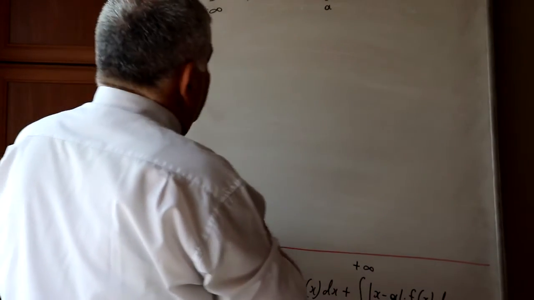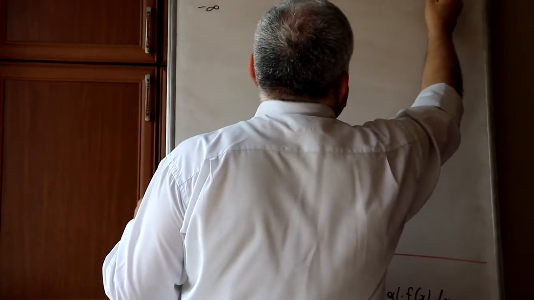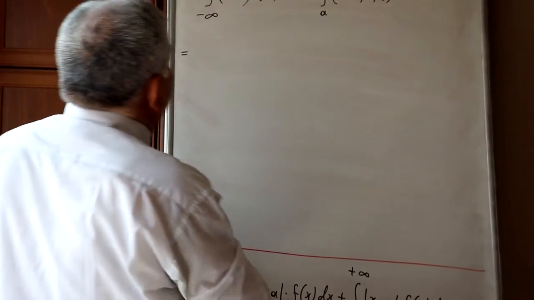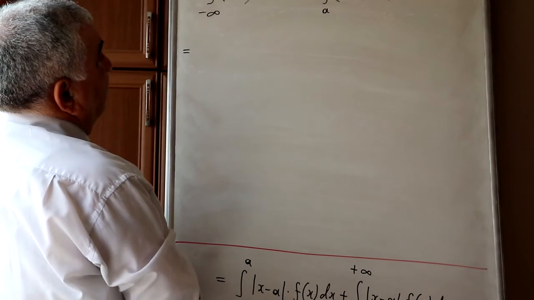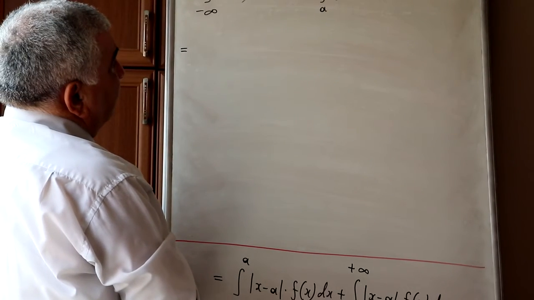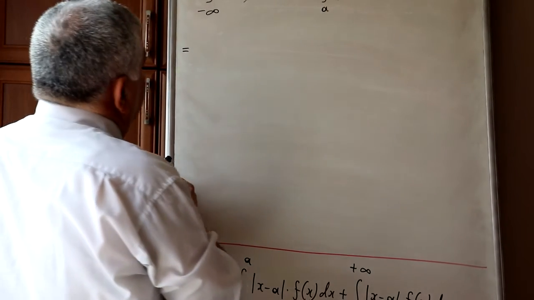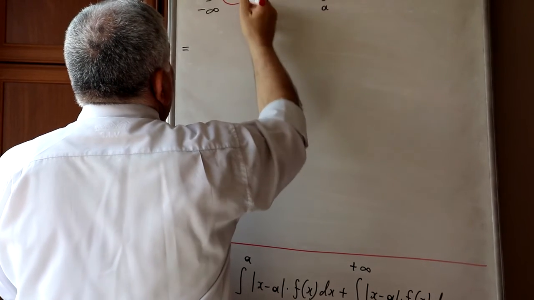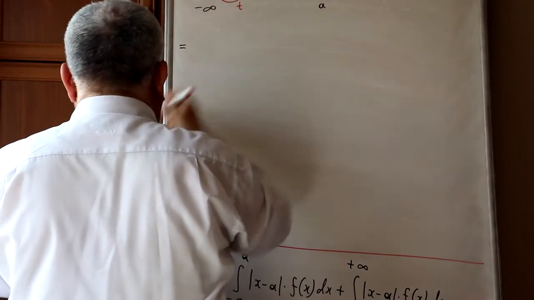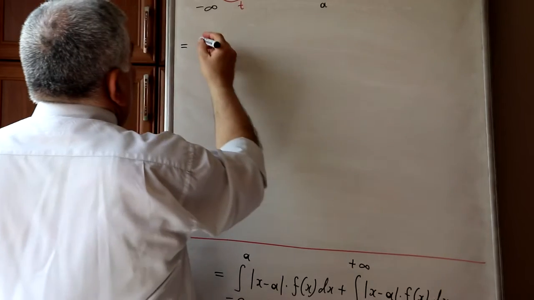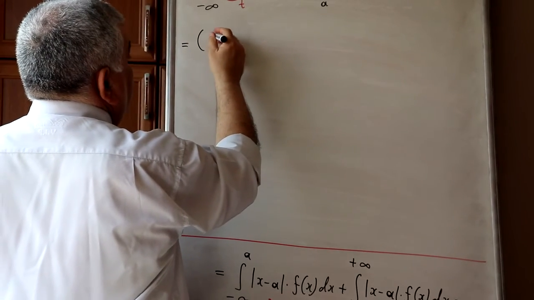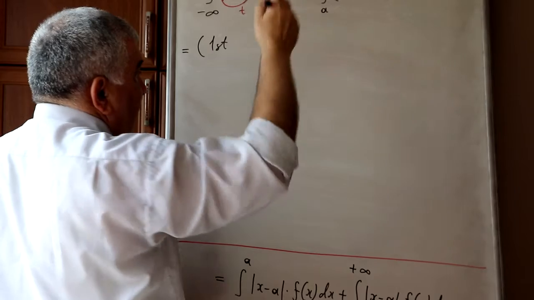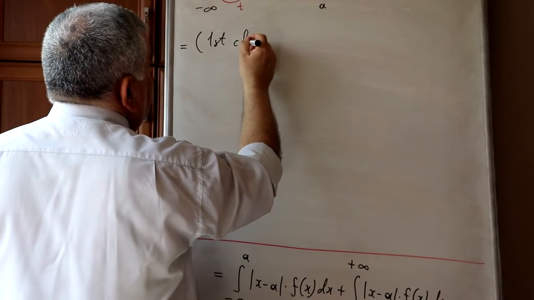Then continue. We can make the following change. Let a minus x be t. First change, because we will have several changes.